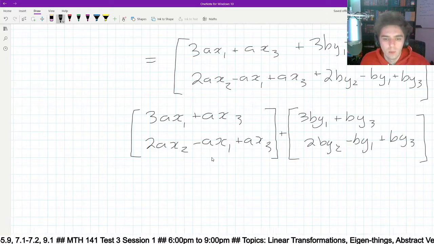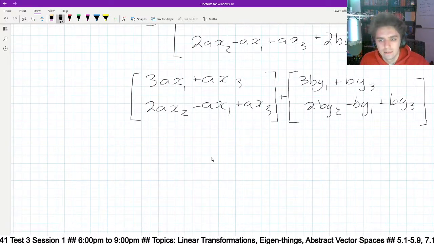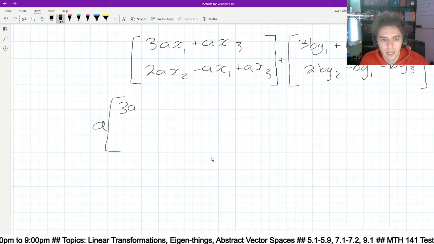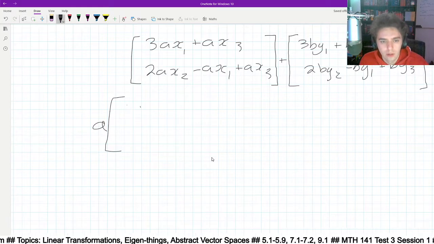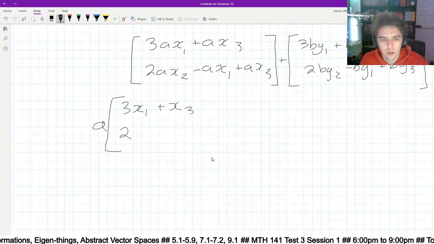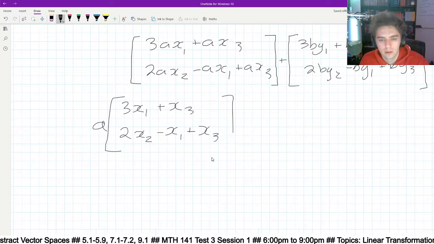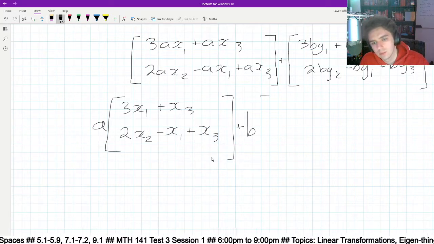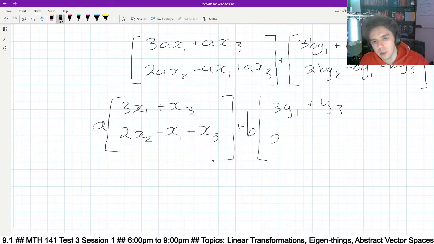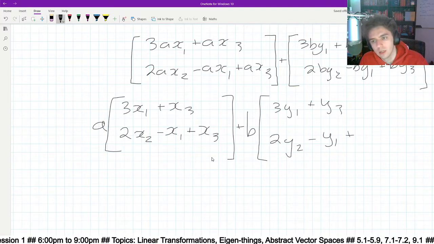Now out of the first one I can factor out an a, and out of the second one I can factor out a b. So it's really a times 3x1 plus x3, 2x2 minus x1 plus x3, plus b times 3y1 plus y3, 2y2 minus y1 plus y3.